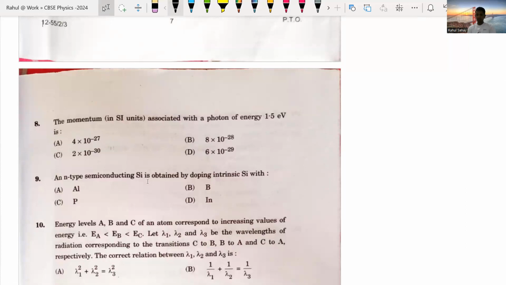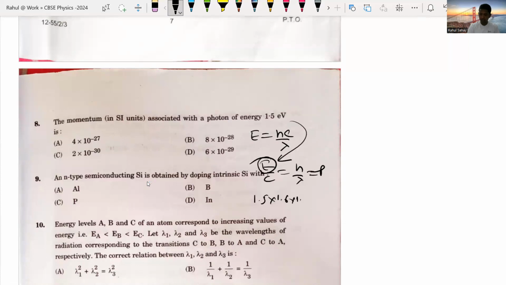The momentum of the photon. The photon energy is hc by lambda. And E by c is equal to h by lambda, that is P. So E is given as 1.5 into 1.6 into 10 to the power minus 19, and c is 3 into 10 to the power of 8. So whatever answer you get, you can just do it.